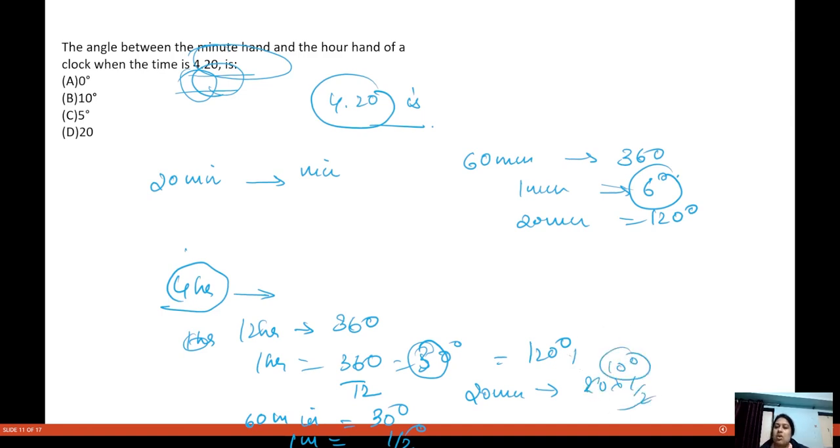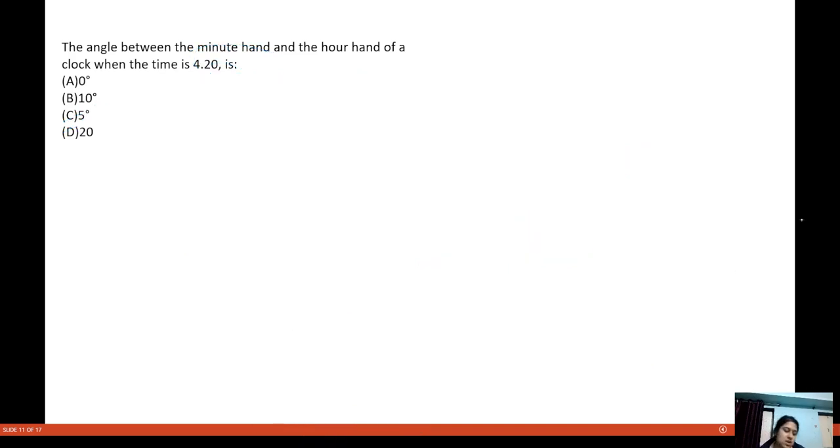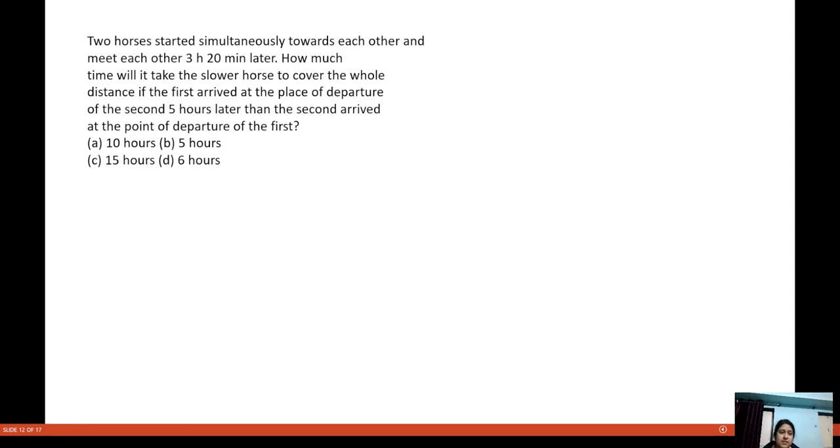Okay. So now you add this as well. So your 130 degree minus 120 degree is equal to 10 degree, and this is how you do this question. So this is what we talk about. And now let's move forward.